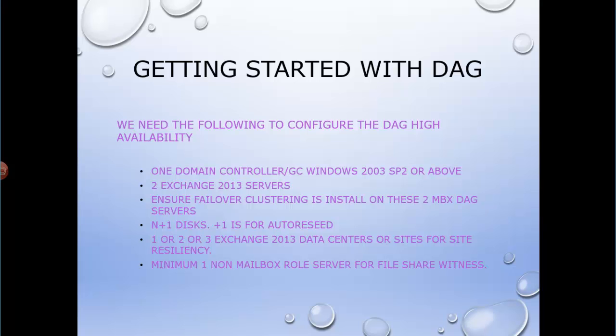Then N+1 disks. We just need to add an extra disk to use the auto reseat feature. It has to be the same size, nothing more than that. And it depends on the setup, which kind of setup you would like to do. We have the option of 1 data center, 2 data centers, and 3 data centers.